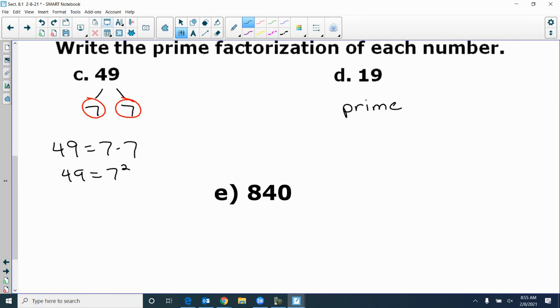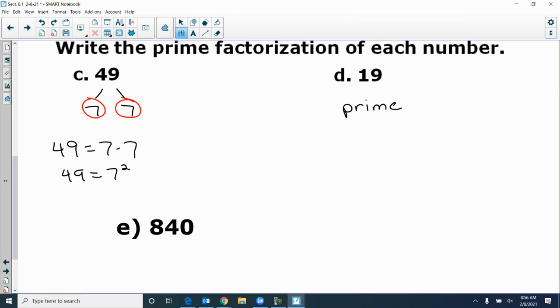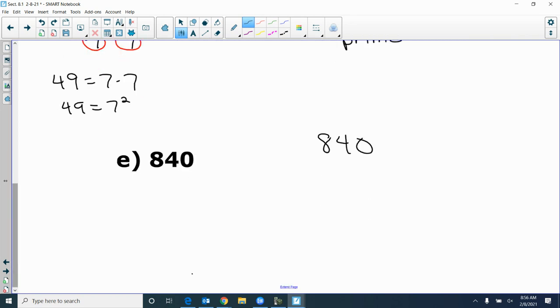So what about, because I know people think about any two numbers that multiply to get 840. Any two numbers that multiply.